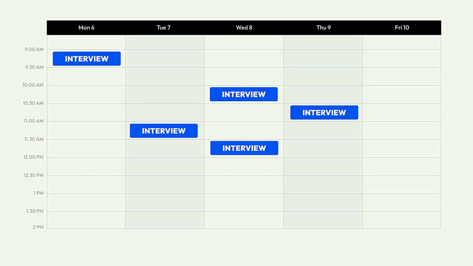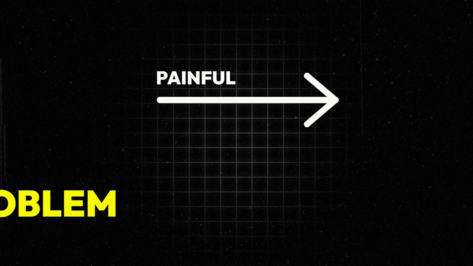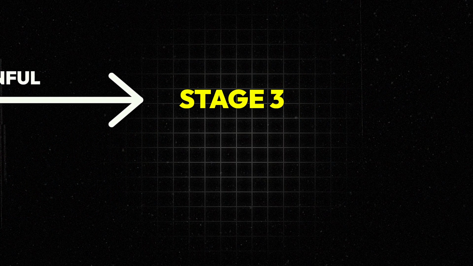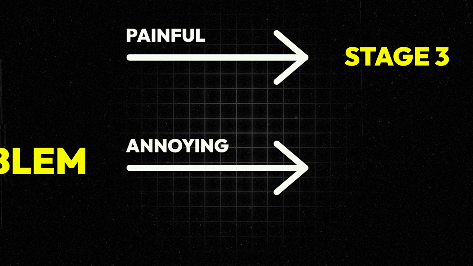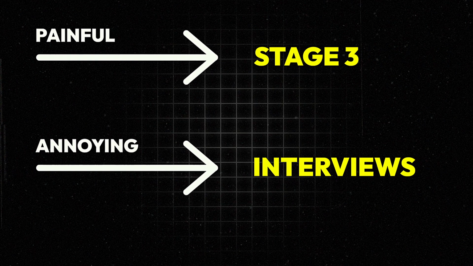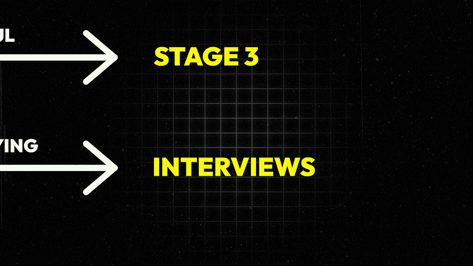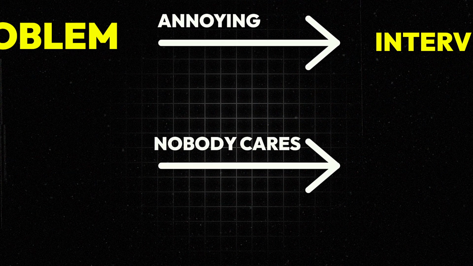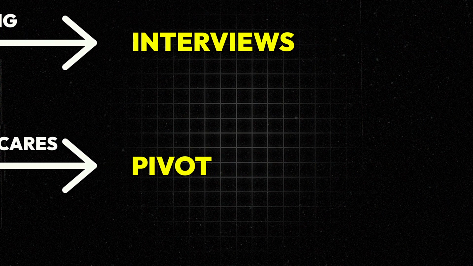And here is what usually happens. After you have those 5 interviews, you end up in one of those spots. Either the problem is clearly painful, and if it is, you move on to stage 3. If the problem is annoying but not urgent, you do a few more interviews just to make sure. Or people don't care. And then you pivot your idea. And honestly, this is a big win, because you saved yourself from building something that nobody wants.